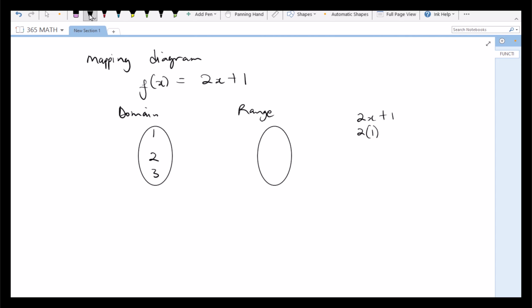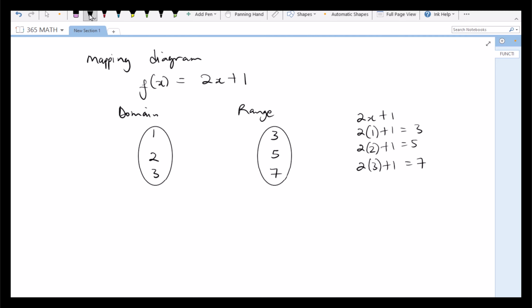We have 2 times 1 plus 1. That gives us 3. Then we have 2 times 2 plus 1. That gives us 5. Then we have 2 times 3 plus 1. That gives us 7. So we then take these numbers that we got. Remember, I said the range is the same as the outcome. And we put it right here. We have 3, 5, and 7. But it's not complete like this.